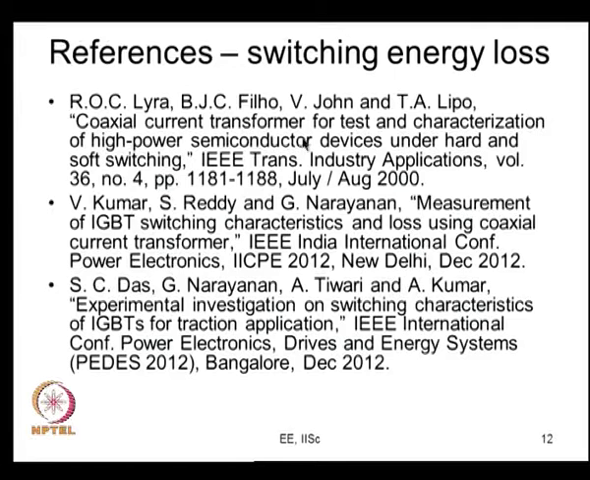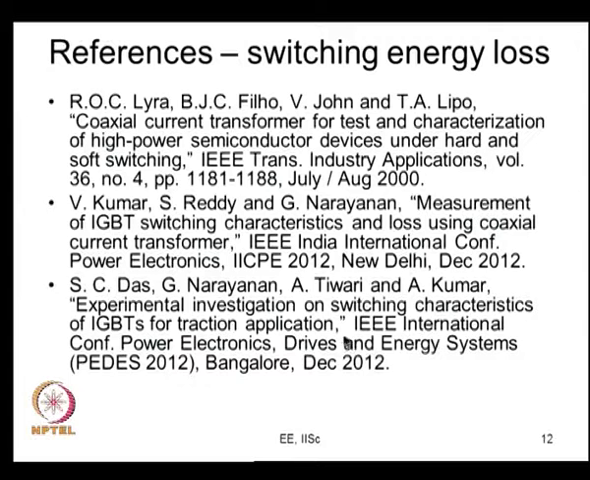So, this is a paper which talks of how you do this characterization, how you would measure the switching characteristics of semiconductor devices using a coaxial current transformer. The second one is a much later work on measurement of IGBT switching characteristics and loss using a coaxial current transformer. It reports how exactly you can design and fabricate one, and how you make certain measurements. These are all about measuring E on and E off.